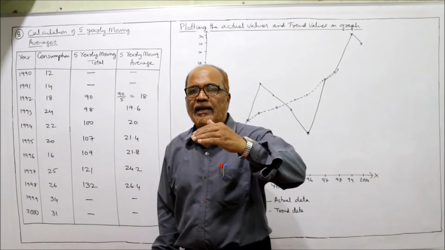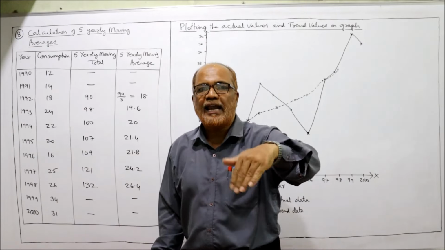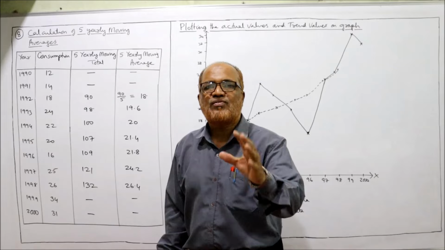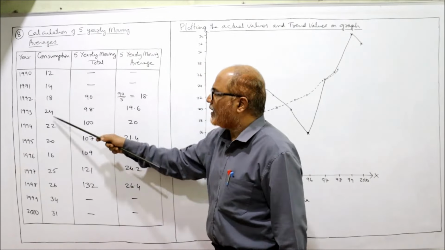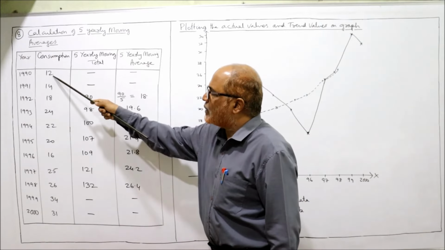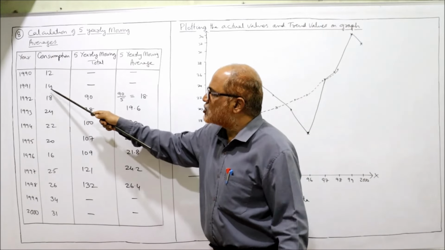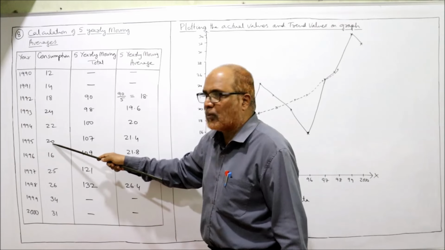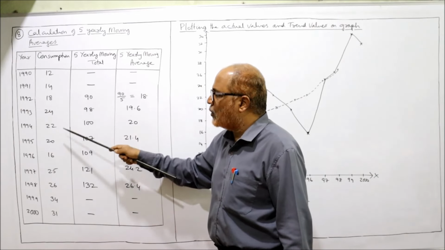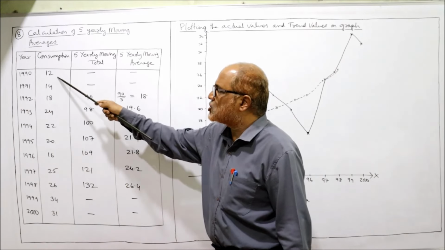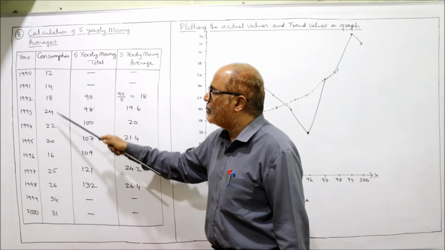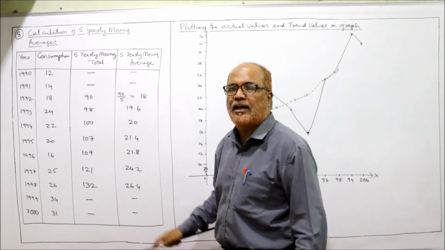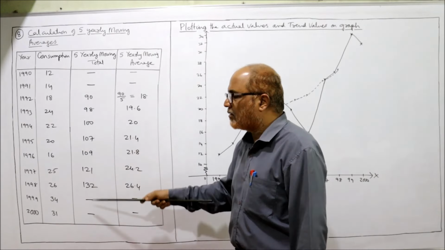Like that, you leave the first one and then add the next one. Like this, 5 years we have to take. The first 5 years total, 90. Leave this 12 and then add the next one. To this 90, you add 20 and minus 12. You will get 98. To 98, add 16 minus 14. You will get 100. Like that, you go on and calculate the total.